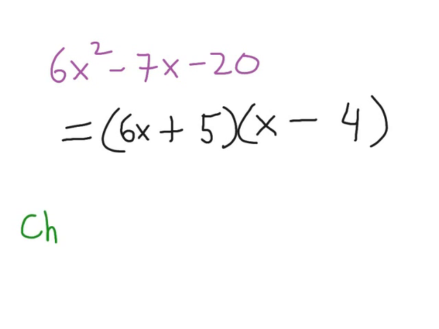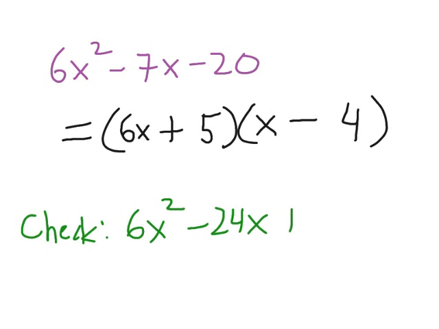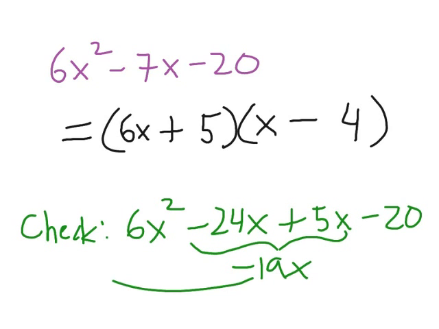Well, I don't know. To check, I go ahead and do FOIL. I have 6x squared minus 24x plus 5x minus 20. And unfortunately, when I combine these two terms in the middle, I get a minus 19x, but I was supposed to have a minus 7x, so it didn't work. So what's wrong? I don't know. It could be the 6x and the 1x. It could be the 5 and the 4. It could be the position of my plus sign and my minus sign. So you can see the issues here when the first number is not the number 1. When the first number is not 1, there's lots of guessing involved.